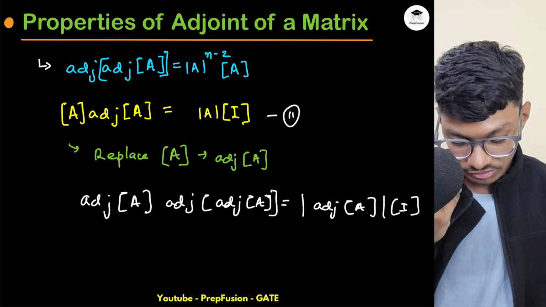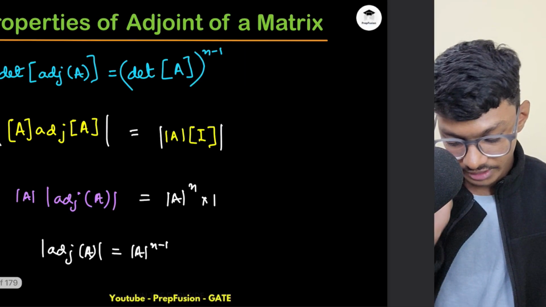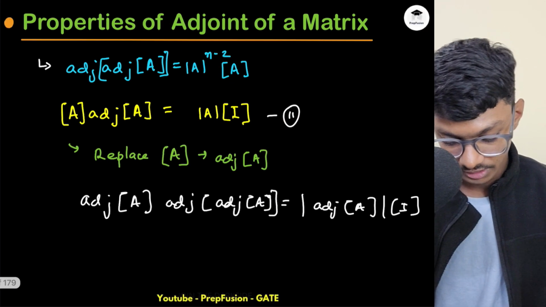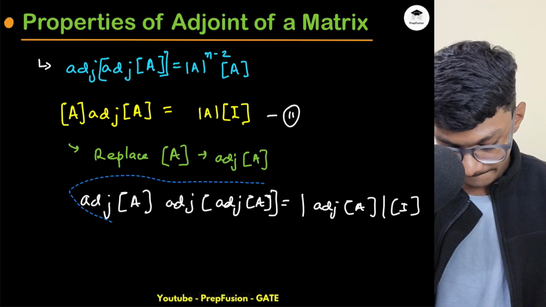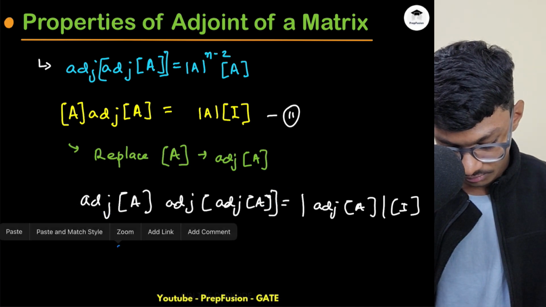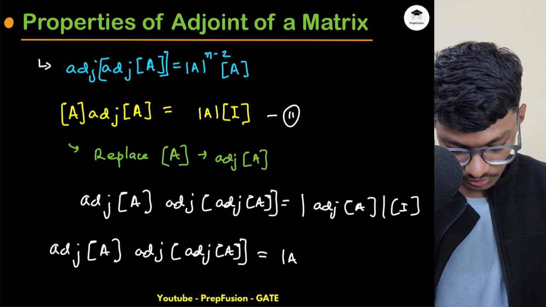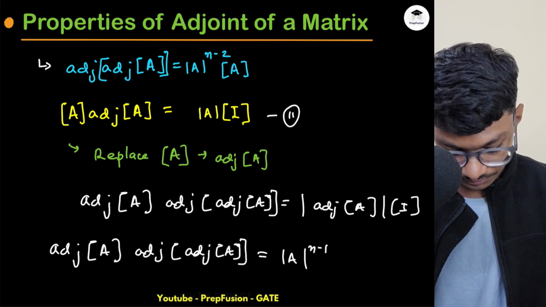That is fine. Now next what will I do? Now what is the determinant of adjoint of A? We have just proved it, which is equal to the determinant of A raised to the power n minus 1. So I can write this as equal to determinant of A to the power n minus 1.